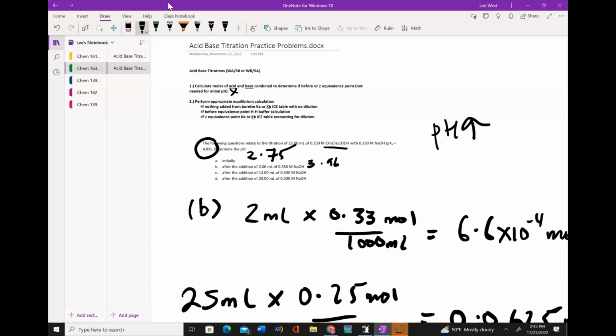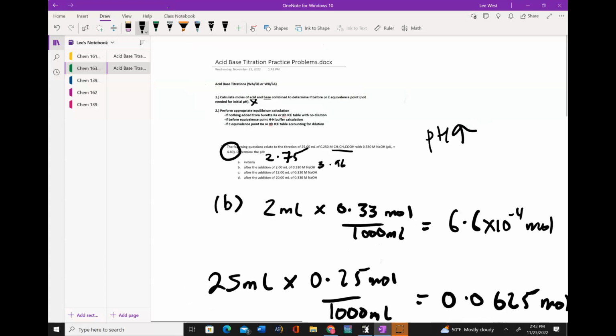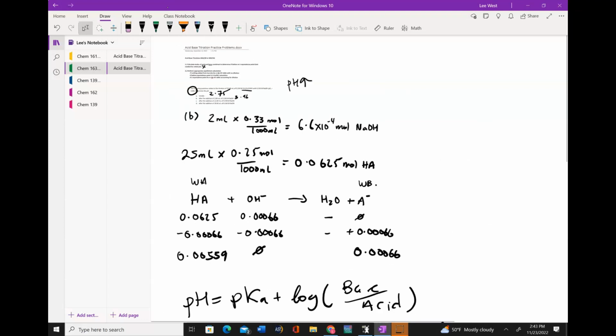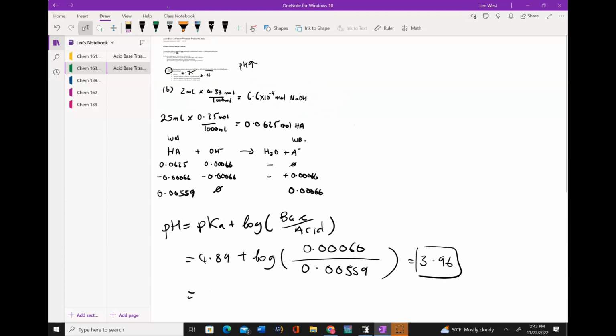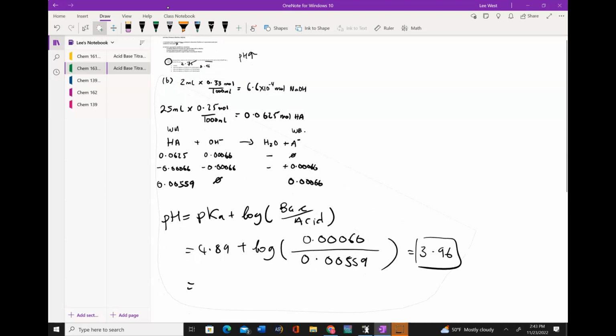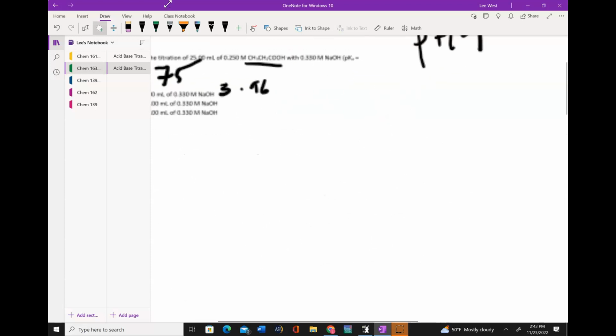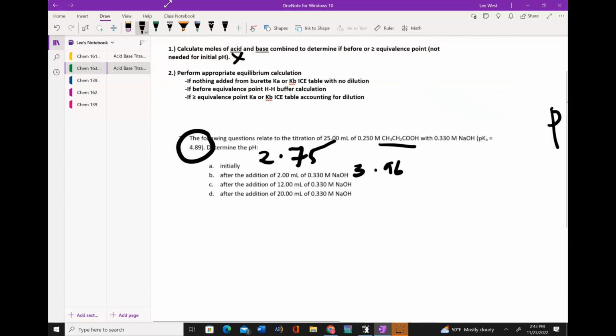3.96. And if I was working through all of these, I would expect it to continue to increase. Okay, so before the equivalence point, let's assume that the very last part of this problem will have us be at or after the equivalence point, and we'll jump to there. So we're going to go to D now.